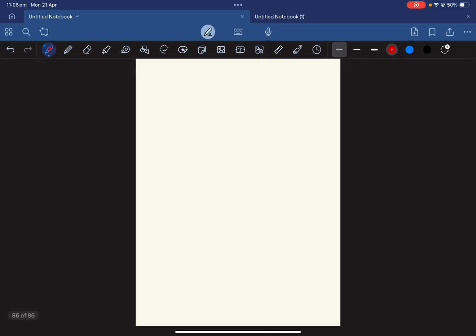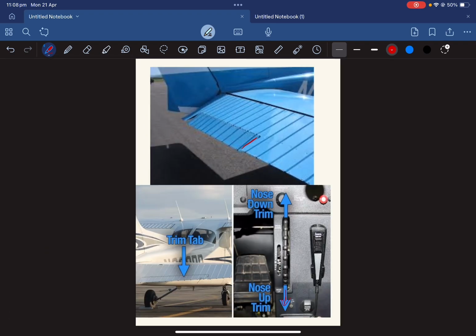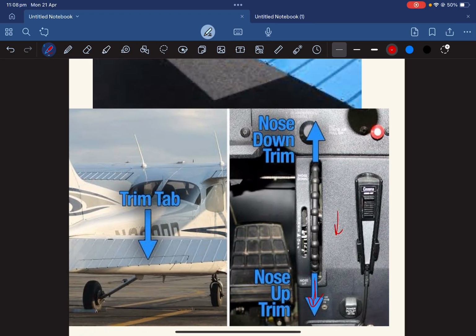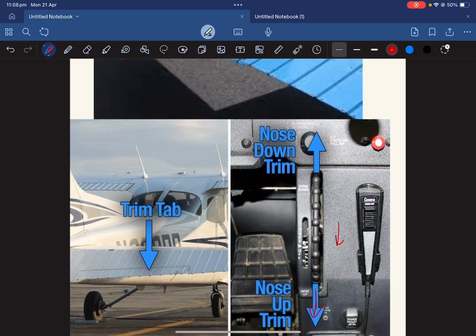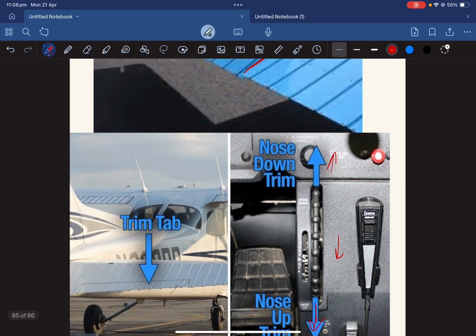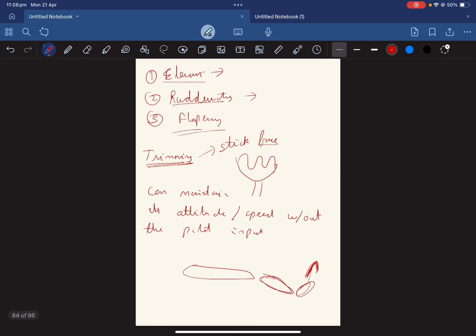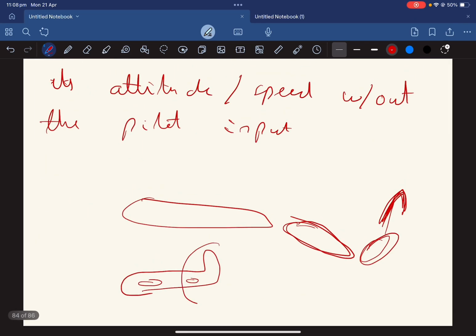Let's discuss this, I just want you guys to look at it. If I move this down, I can trim up, and if I move this up, then I can trim down. So you can imagine it this way: if this is my aircraft, in a way, my trim tab is controlling this part.